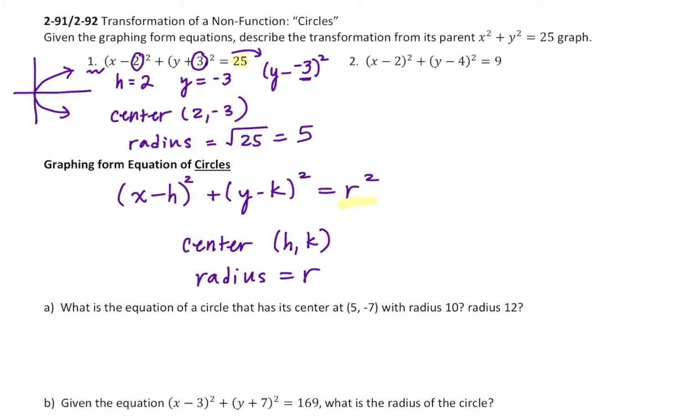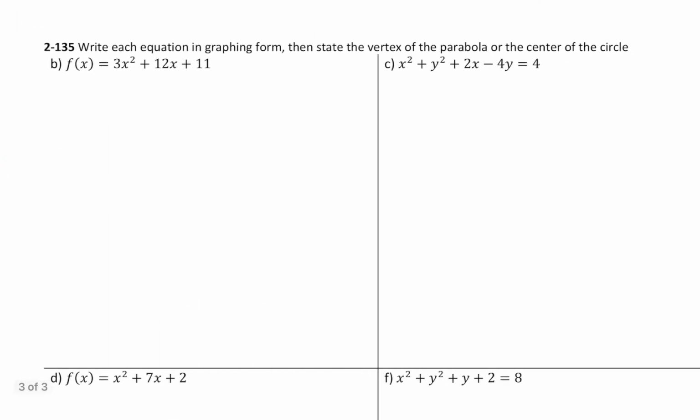Number 2, same thing. Now the h value is going to be +2, and here we have a k value of +4. So the center of this circle is going to be (2, 4), and the radius is going to be the square root of 9, which equals 3. Okay, so this is just going to be a brief introduction for circles. Now let's go into rewriting the equation of a circle in graphing form.